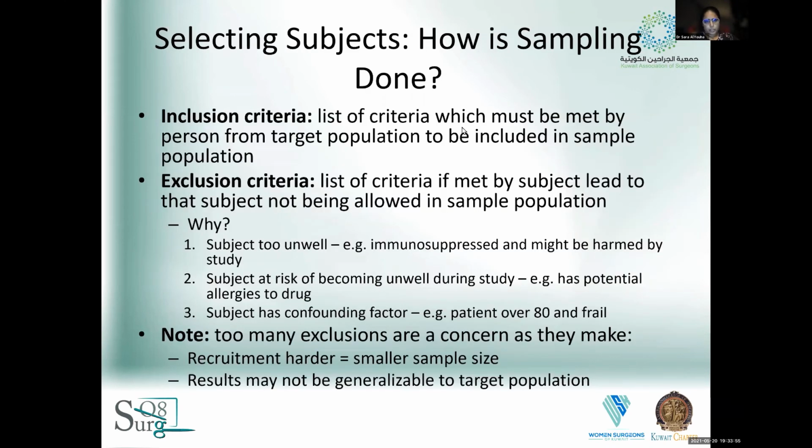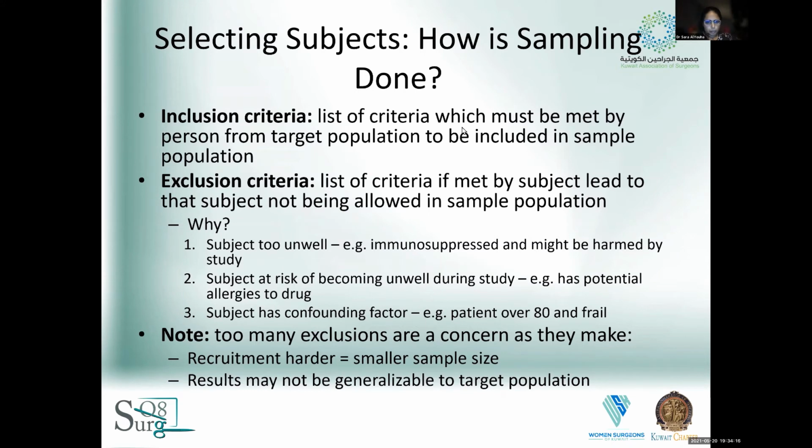So just to give you a bit more detail, inclusion criteria are basically your list of criteria which must be met by your target population to be included in your sample population. So you can say it's pediatric, adult patients in a specific hospital, in a specific country, et cetera, et cetera.